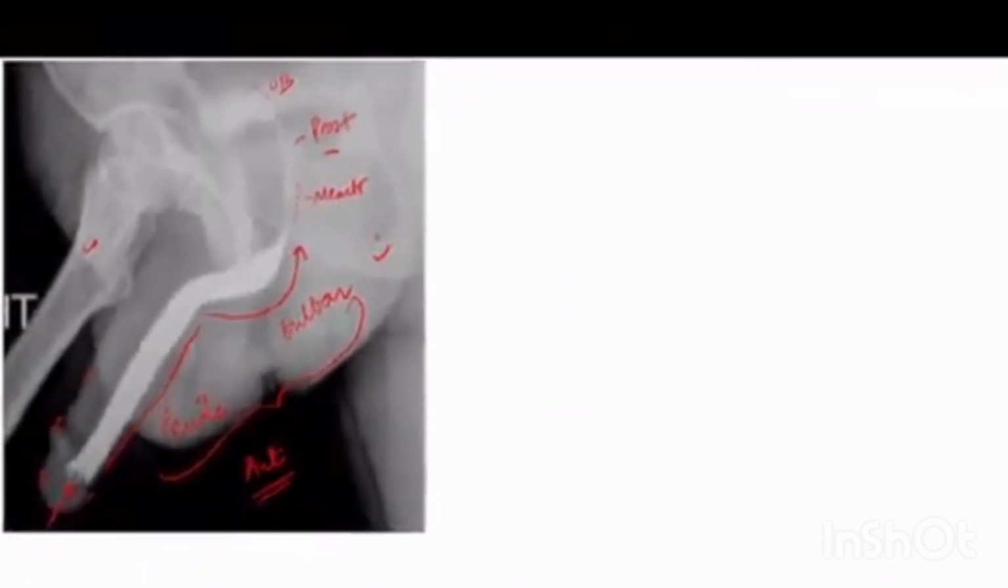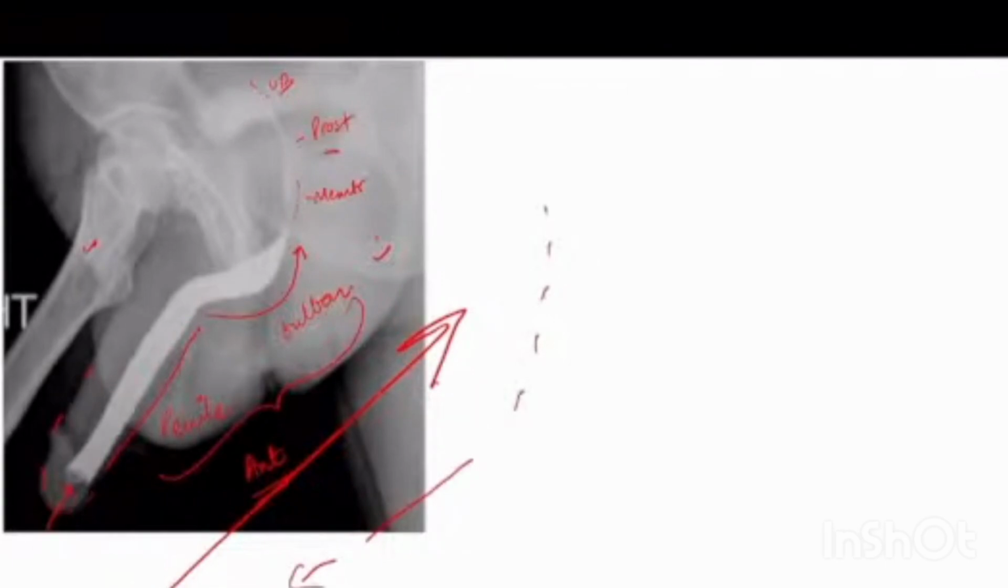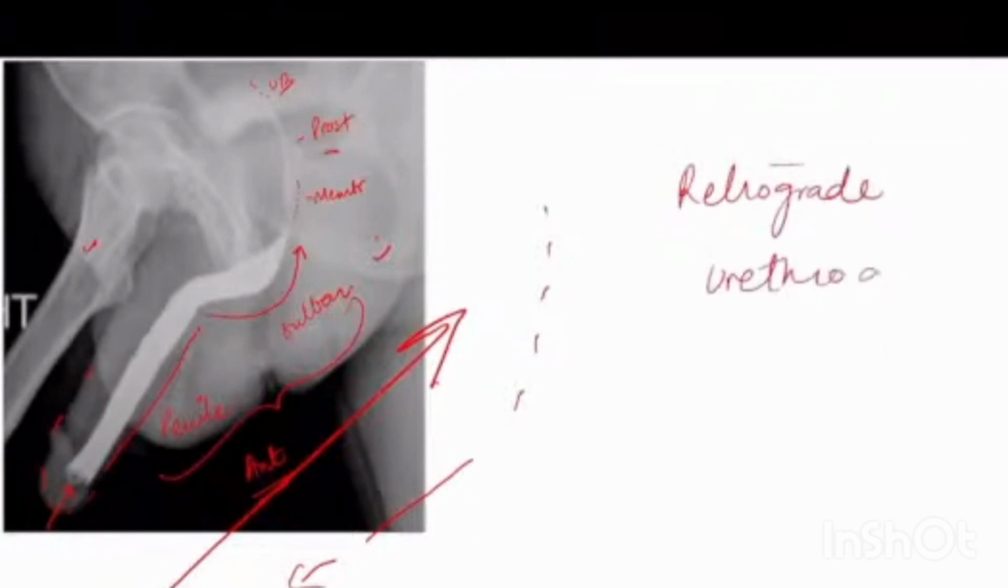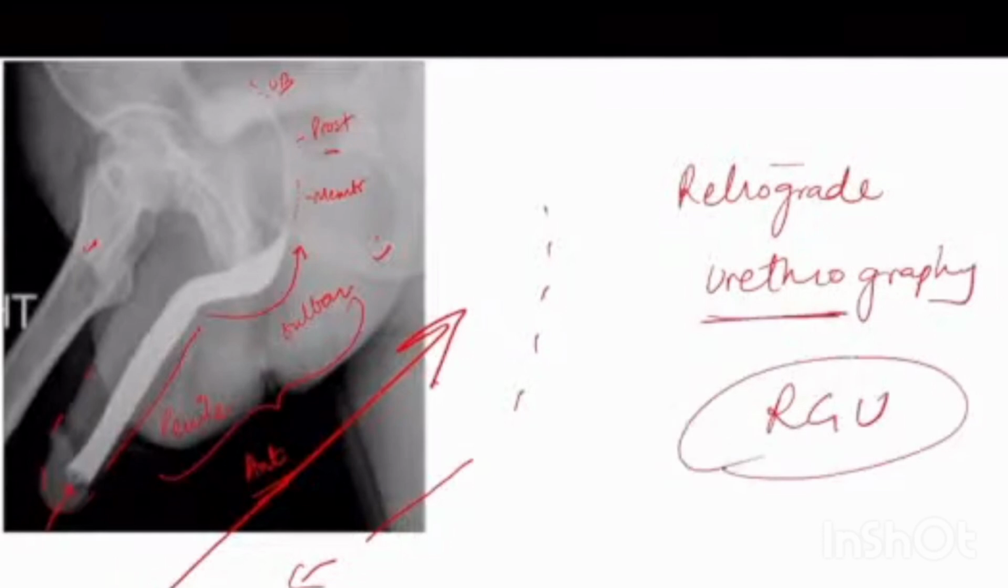So now, what is the direction? Tell me. The direction of contrast is like this. How is the direction of urine that we pass physiologically? It is from the bladder to here. So can I say we are going in a retrograde manner? Yeah. So hence the name retrograde urethrography. Why urethrography? Because we are seeing the urethra, we are imaging the urethra. Hence the term RGU.